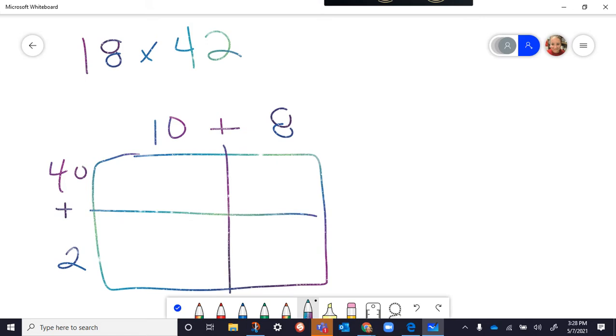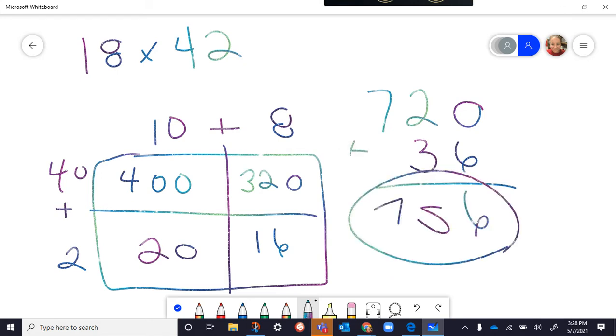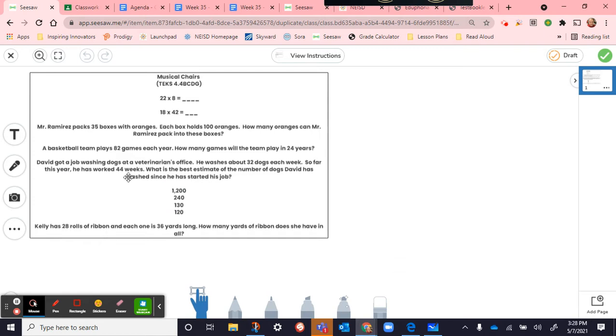Here I'm doing 40 times 10, so 4 times 1 is 4 with 2 zeros. Here I'm doing 40 times 8, 8 times 4 is 32 with 1 zero. 10 times 2 is 20, and 8 times 2 is 16. When I add these up, the 4 and the 3, that gives me 720 with those two top ones. And then I'm going to combine the bottom. That would be 36. And I add that together, I get 756. So that was just straight multiplication, easy peasy.